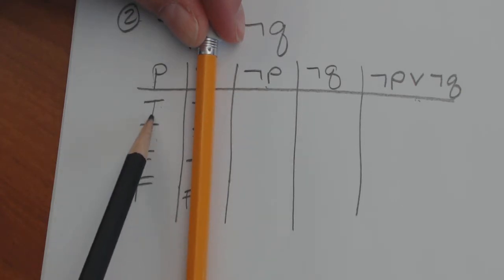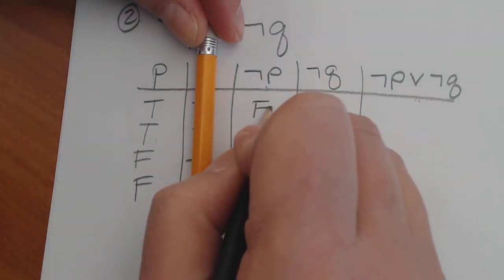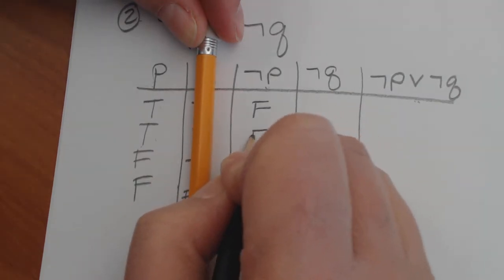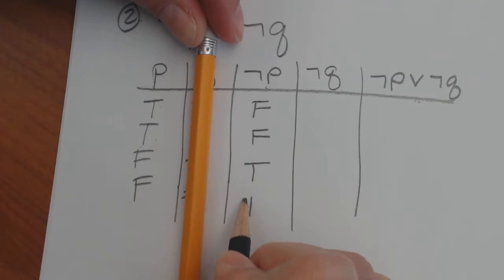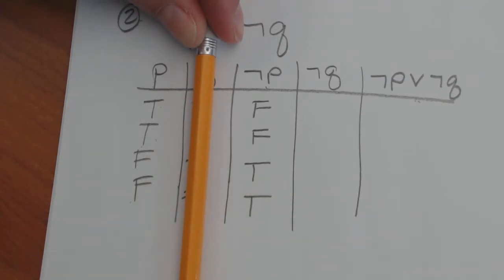So instead of true, the not of true is going to be false. Again, instead of true, it's going to be false. Instead of false, it will be true. Instead of false, it will be true. So that's how you find the negation of P.